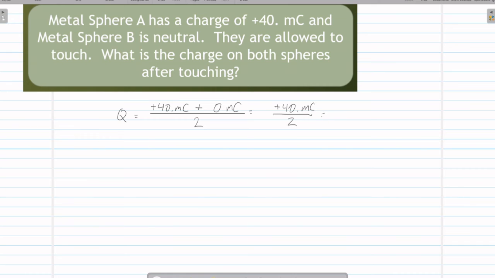And then we divide that by 2, so both spheres after touching will have a charge of positive 20 millicoulombs. So that's another difference between charging by friction and charging by conduction. In charging by friction, the spheres would end up with opposite charges. So for example, sphere A would be positive 20 millicoulombs and sphere B would be negative 20 millicoulombs. But when we charge by conduction, if one of the spheres starts off neutral, then they both wind up with the same charge, with like charges. So they both end up being positive in this case.